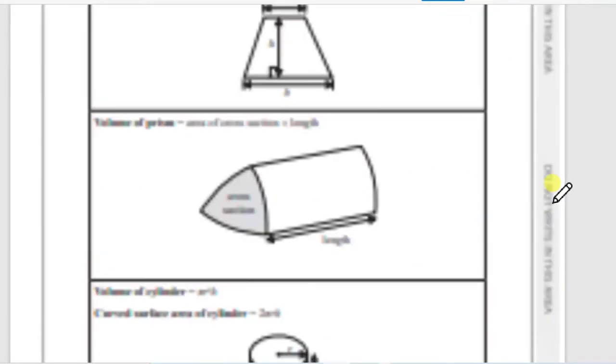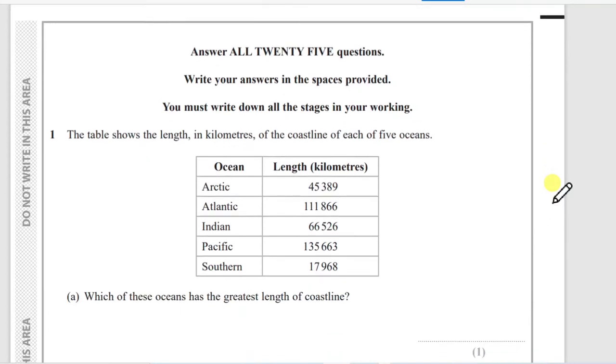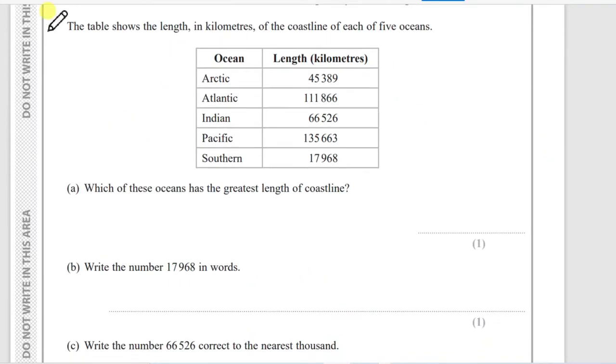But yeah, let's jump straight in. We're going to go straight to number one. It says that the table shows the length in kilometers of the coastline of each of the five oceans: Arctic, Atlantic, Indian. Which of these oceans has the greatest length of coastline? Well, just pick the biggest number. Look at Atlantic and Pacific. Pacific is slightly bigger, 135k versus 111k. So it's the Pacific, of course.